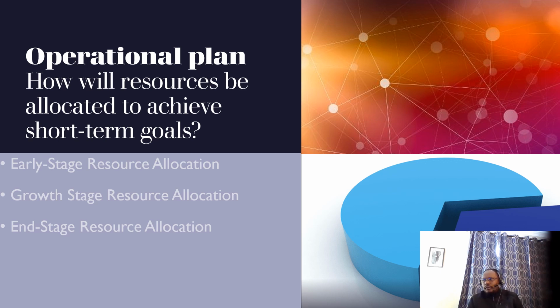How will resources be allocated to achieve the short-term goals? Things that would require immediate action. So we look at the early stage resource allocation, the growth stage resource allocation, and the end stage resource allocation. An organization at the beginning will allocate more resources to areas that require the safety of the organization so that it can secure its data. So major resources will be allocated to security and the security needs.